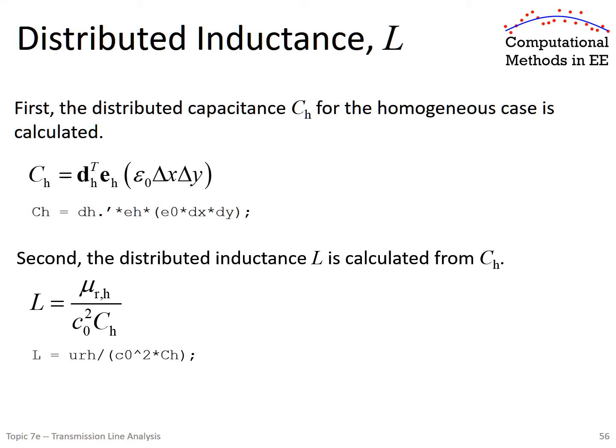And that's the last step. So there might be a background permeability, but it has to be homogeneous. And we divide that by speed of light squared, and also divide by that homogeneous distributed capacitance. That gives us our distributed inductance of the line.